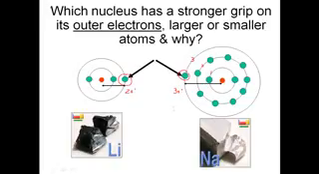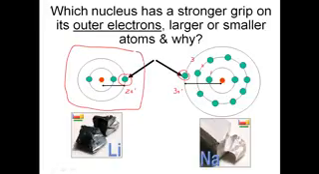Which one has a stronger grip on its outer electron? The answer is going to be lithium right here. Lithium has a stronger grip on its outer electron, mainly due to distance. There is a smaller distance here, and if my nucleus has a positive charge and my electrons have a negative charge, there is this attraction going on between the two, and the closer they are together, the stronger they are attracted.